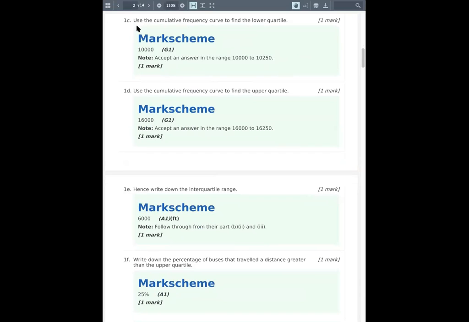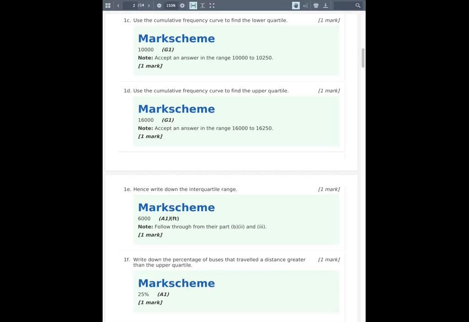1C, use a cumulative frequency curve to find the lower quartile. Same deal. Since the lower quartile would be 0.25, you could do 30 times 0.25, which is 7.5. Or if it was an easier number to divide by, let's say 16, you could just say 4. But it's not, so 7.5. Since each value goes up by 0.5, that would be 5.5, 6, 6.5, 7, 7.5. So 7.5 would be this line in between 5 and 10.